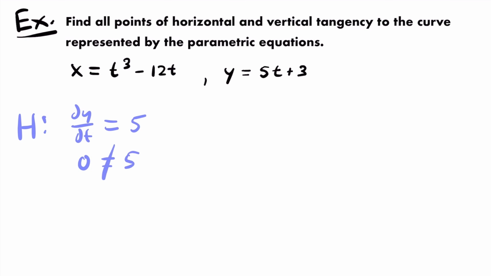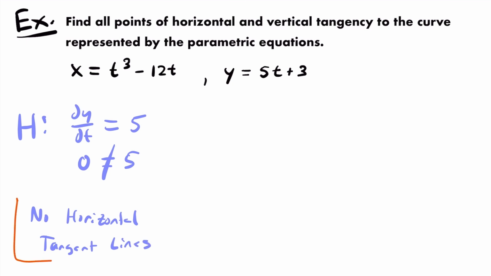0 does not equal 5. And so in this case, there are no values of t for which dy/dt equals 0. dy/dt is going to be equal to 5 for all values of t. And so what that means is that there are no horizontal tangent lines for the curve represented by these parametric equations. All right, so no horizontal tangent lines.